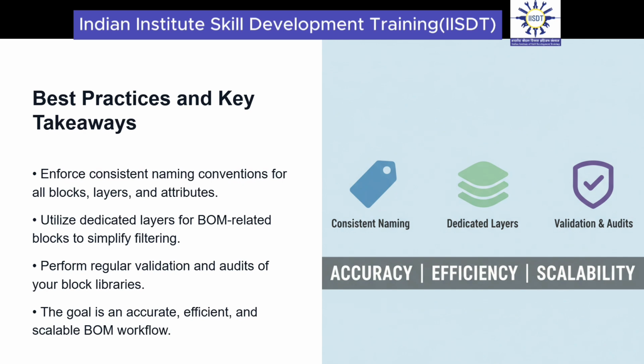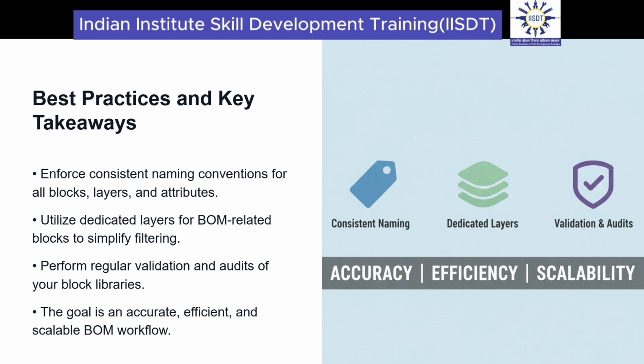Second, a simple but incredibly effective practice is to place all your data-rich blocks on a dedicated layer. For example, a layer named BOM Components. When it comes time to extract data, you can simply tell the system to look only at that one layer, making your filtering process instant and foolproof.